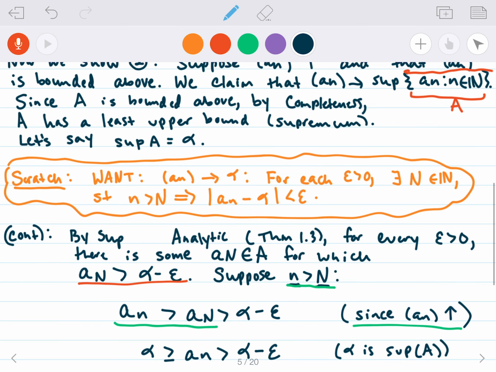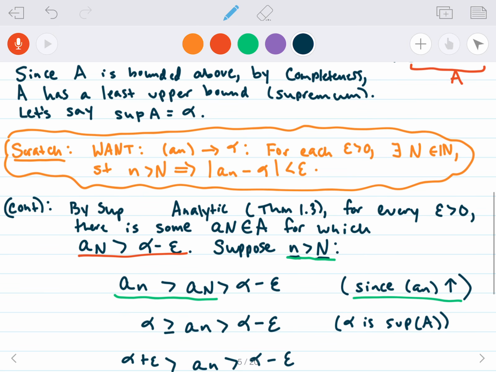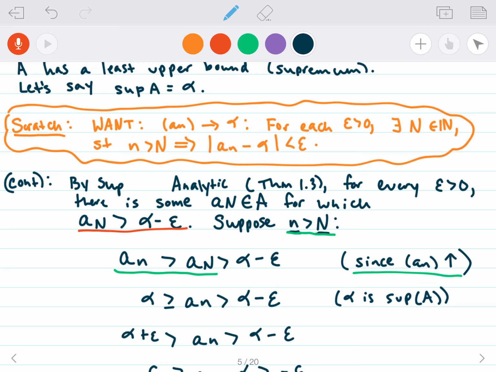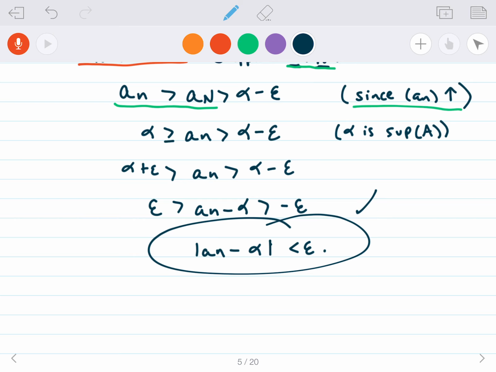And somewhere I should have put let epsilon be bigger than 0. So maybe I should have put it up here. By the supremum property, for every epsilon, there's some... Okay, so maybe I should put it up here. Let epsilon be bigger than 0. And so we arrive at our conclusion here. Okay, so that's the proof of the monotone convergence theorem, increasing, and as I said in the homework, you'll do the decreasing case.